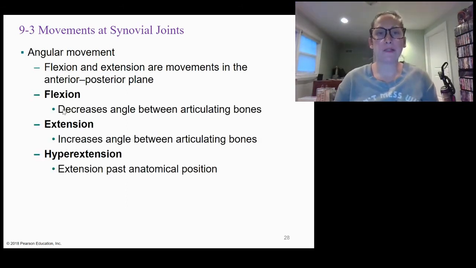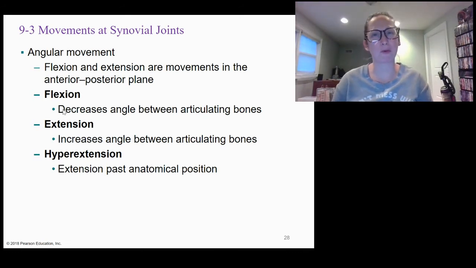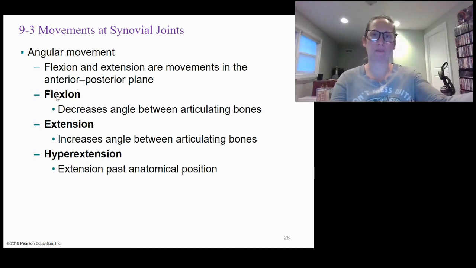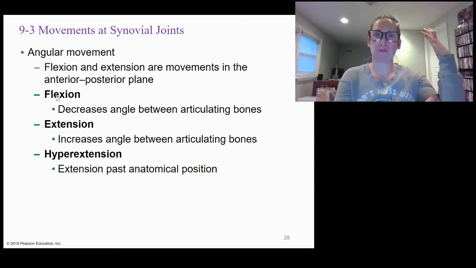Our angular movements here, flexion, extension, and hyperextension, I would say would probably be our most familiar. Something I would recommend that you do as you go through each of these movements, as you read through section 9.3, is to understand what it means to flex. When I flex at a joint, that means that I am decreasing the angle between the 2 articulating bones. So if I'm talking about my elbow and I'm saying I'm flexing at my elbow, then the 2 bones that are connected there, my ulna and my humerus, I am decreasing the angle between those 2 bones. I'm bringing them closer together. And so you can see my angle here has decreased. That's how I know I have performed flexion.